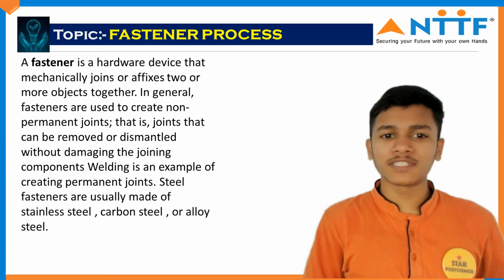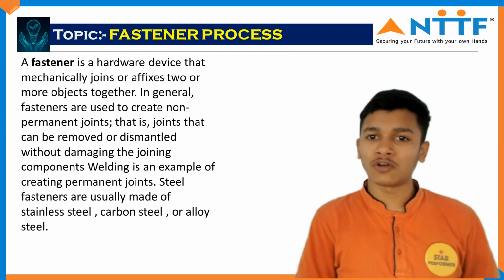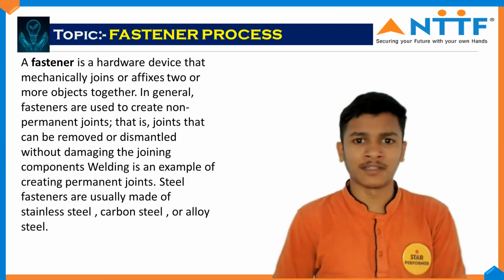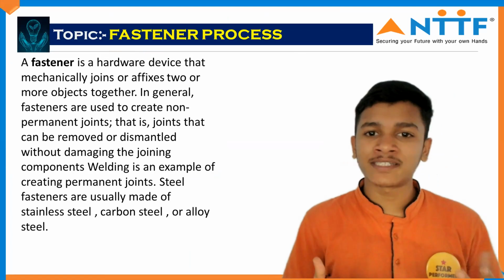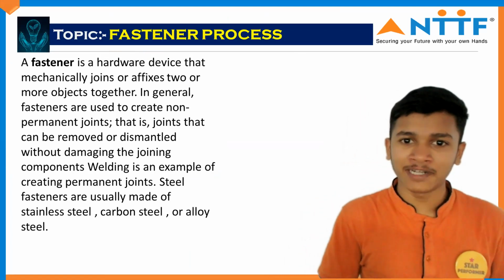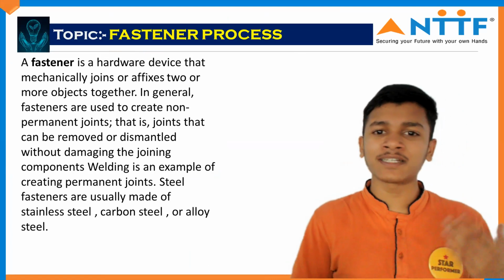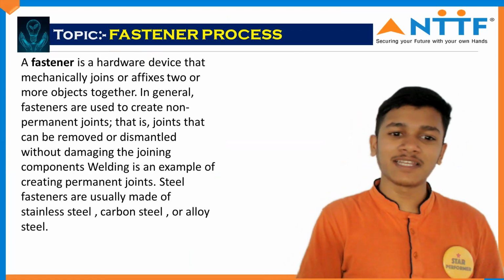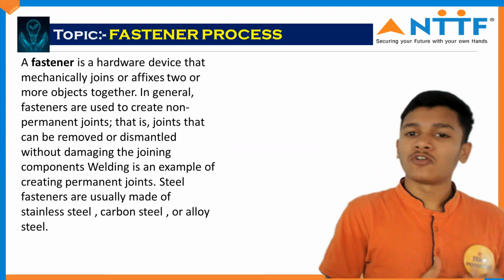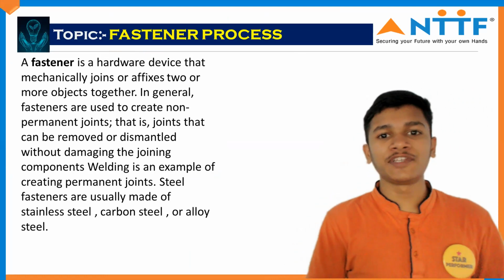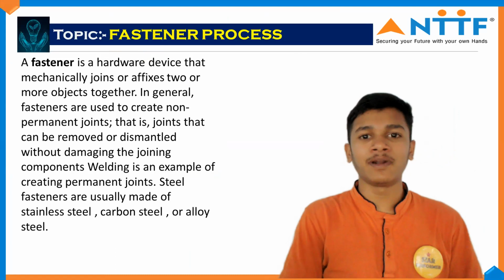Introduction. A fastener is a hardware device or mechanical joint that affixes two or more elements with each other. Fastening is a process of joining two or more elements with each other. There are two main types, which we will discuss in a later slide. In general, fastenings are used to create non-permanent joints, that is, joints which can be removed and assembled again.